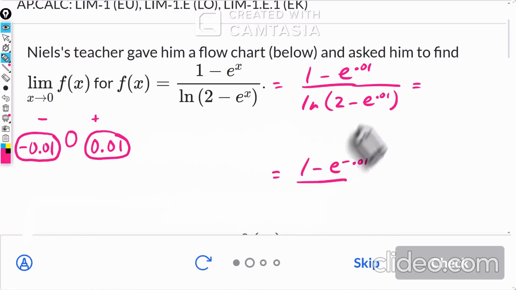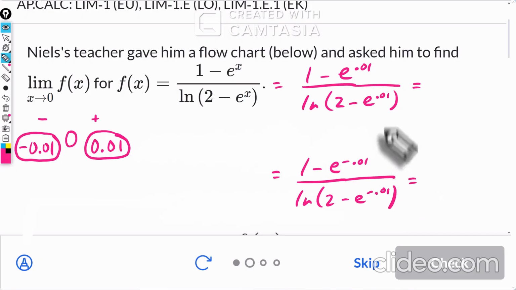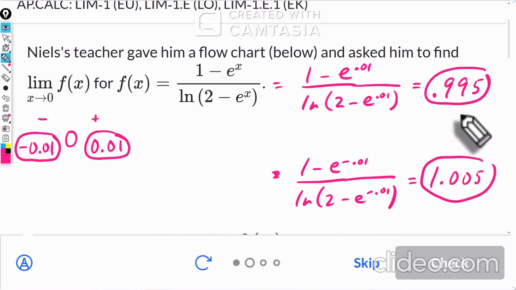And that's going to be divided by ln of 2 minus e to the negative 0.01. All right, let me do these two on the calculator, see what we get. All right, perfect. I got 0.995 and 1.005. So clearly it is approaching 1. Okay, like I said, you can also graph this on Desmos and you'll see the same thing.